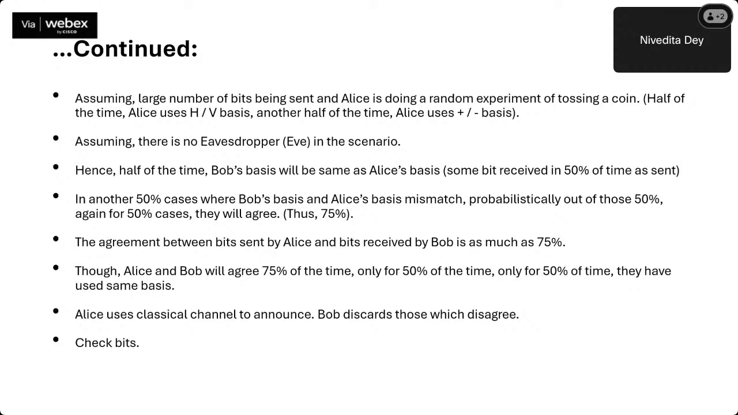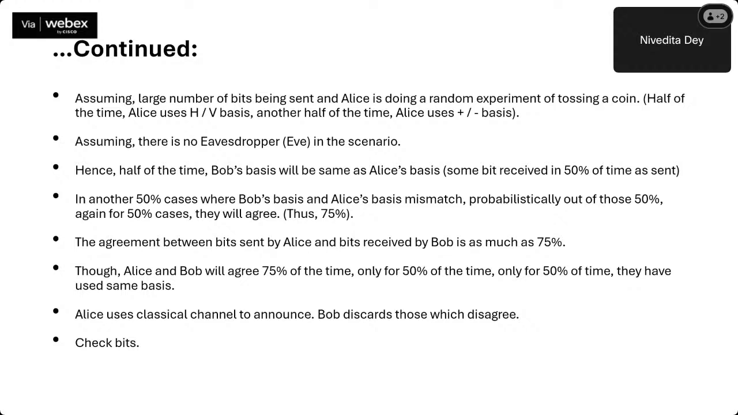So, the third-last point is, though Alice and Bob will agree 75% of the time, only for 50% of the time they have used the same basis. And Alice uses a classical channel to announce now. So Bob discards those which disagree. Now what Alice will say is, okay, I am announcing my, say, 4th bit, 13th bit, 20th bit, and 22nd bit.